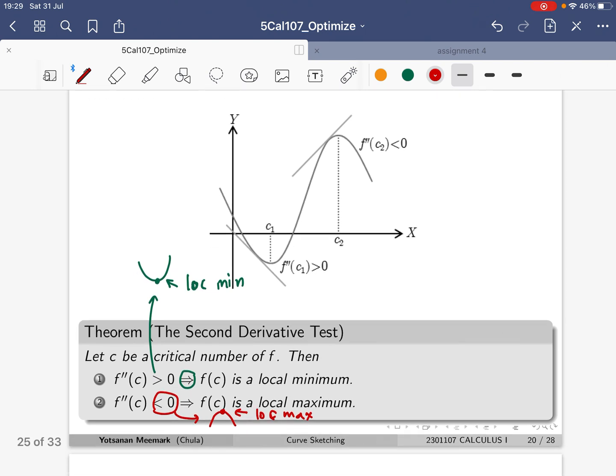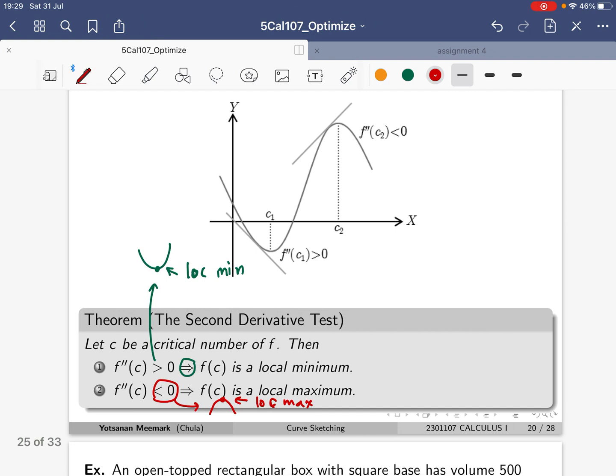So this is another test for you to determine whether a critical number gives you a local max or a local min. However, if your f double prime at that critical number equals 0, then we cannot conclude anything. Then we need to go back and use the first derivative test.